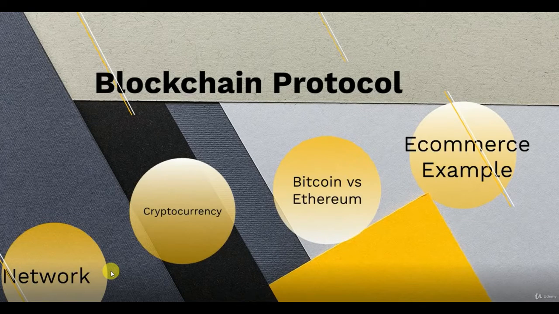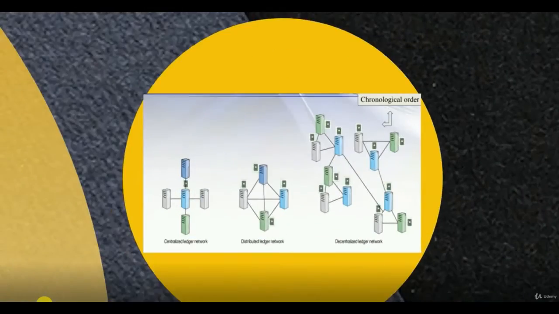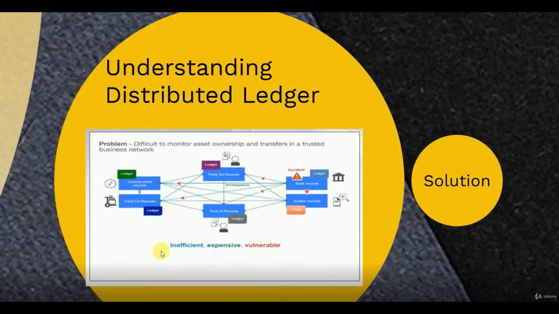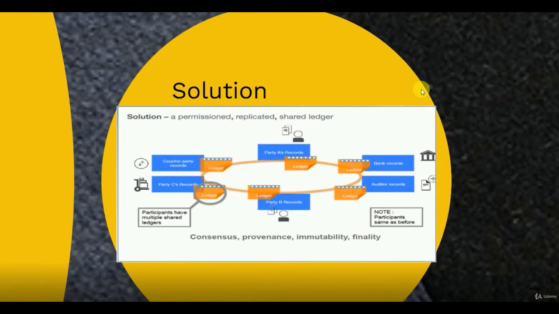So in the network, we have seen what the types of networks available are, what the World Wide Web is all about, and what a peer-to-peer transaction is. And we have seen what centralized, distributed, and decentralized networks are. Then we understood the distributed ledger, why we went for it, what its disadvantages are, and what the advantage of moving to the decentralized ledger is. So we have seen that part.